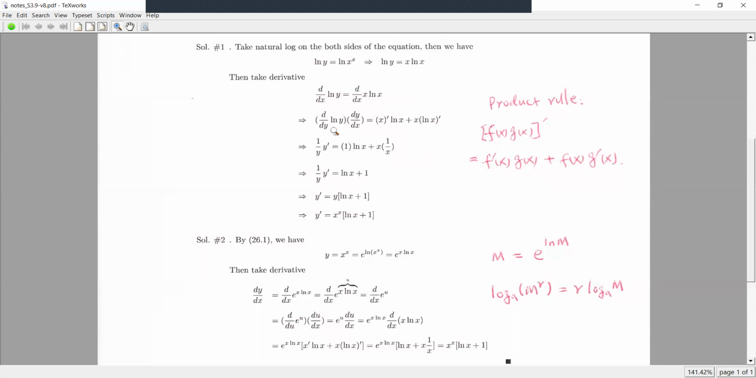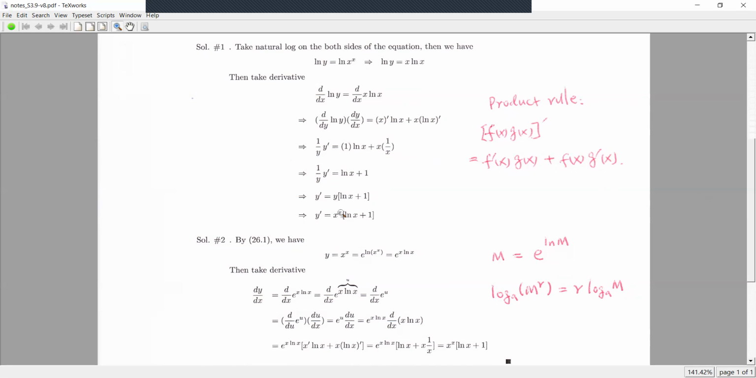The derivative of natural log of y with respect to y is 1 over y. dy dx is y prime. The x derivative is 1. The natural log derivative is 1 over x. I have this equation. x times 1 over x is 1. I have this equation. Now move y to the right-hand side. I have this equation.